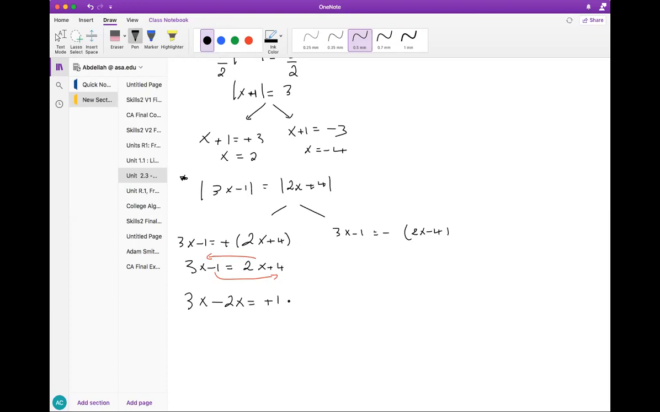And bring down the positive 4, it doesn't change. So this is basically x for 1x is 5. That's one of the solutions. The other one, same thing.